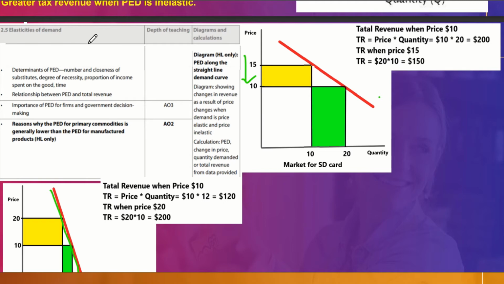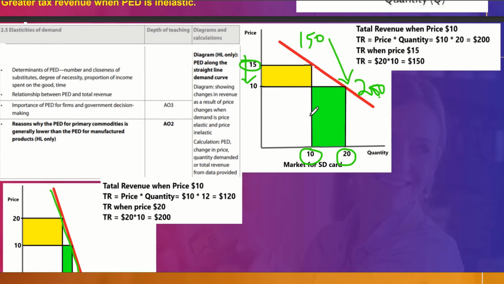In this case, when the price is $15, the quantity demanded is 10. So 15 into 10, 150. When the price decreases from 15 to 10, the quantity demanded changes to 20. So 10 into 20, 200. So if the product is elastic, a decrease in the price increases the total revenue.